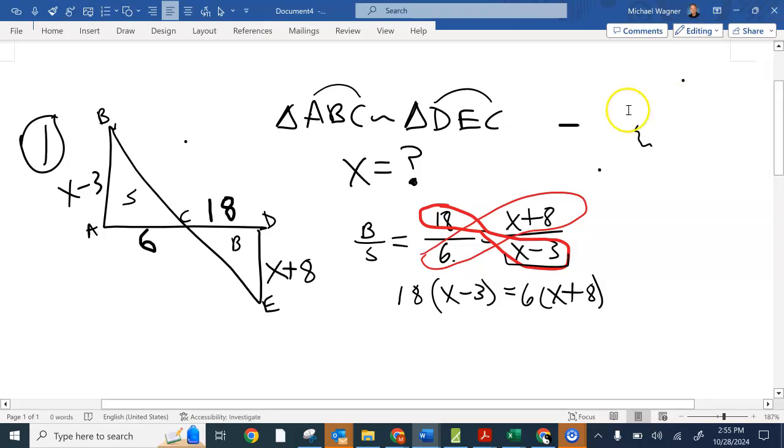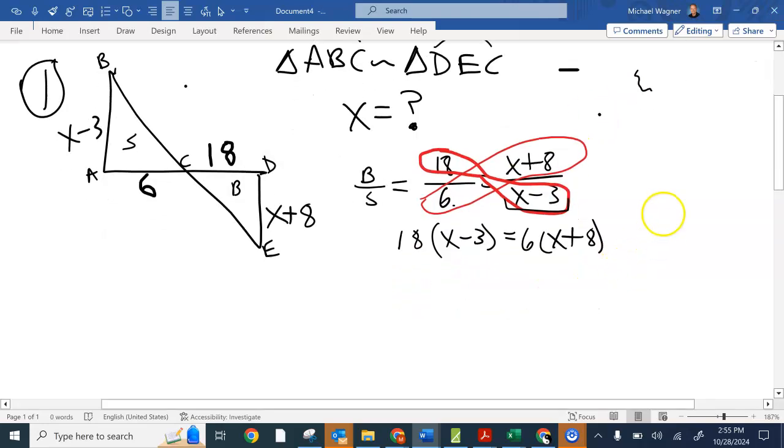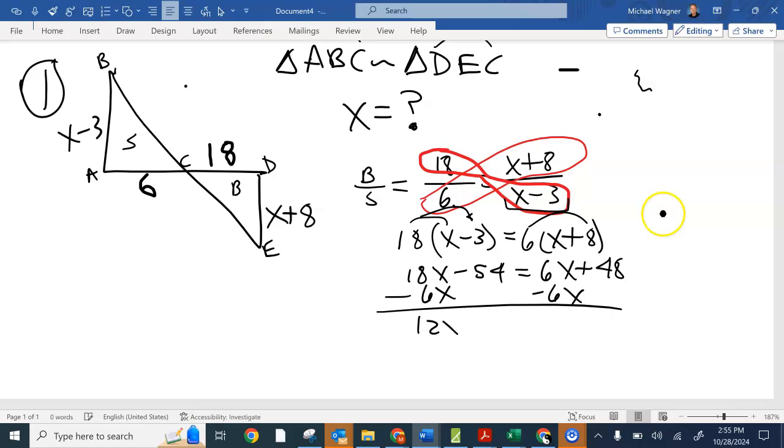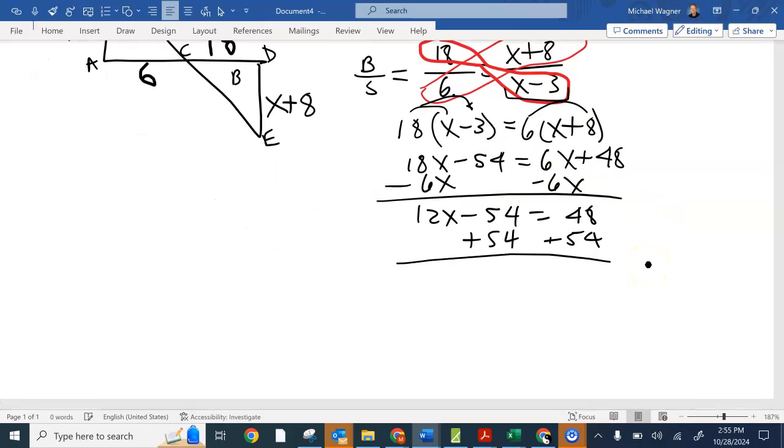At that point, this should be kind of a standard algebra problem for you. You distribute the 18, right? 18 times x, you've got to distribute it times a negative 3, minus 54, equals 6 times x is 6x, 6 times 8 plus 48. And then you go through the regular steps. Get all the x's on one side, subtract the smaller amount: 12x minus 54 equals 48. Then we get all the constants on one side. So what is that? That's 90 plus 12, so it should be 102.